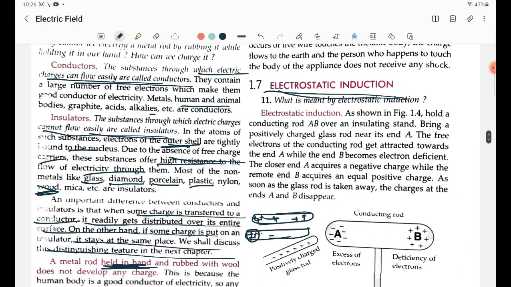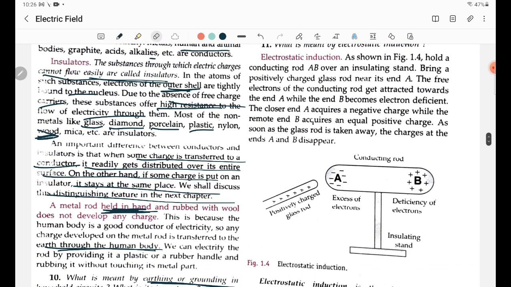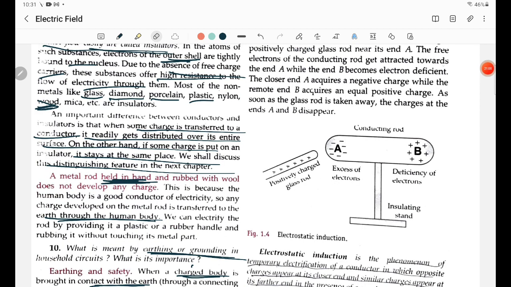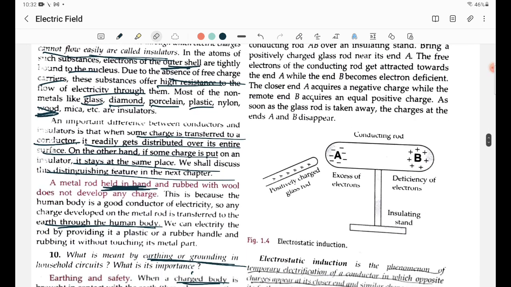Now we will start with electrostatic induction. What is electrostatic induction? This is another interesting topic. Now see, this is a conducting rod, and in this conducting rod initially the positive and negative charges were equally distributed. This was neutral, and it is kept on an insulating stand. See, this is an insulating stand. So this was the initial setup.